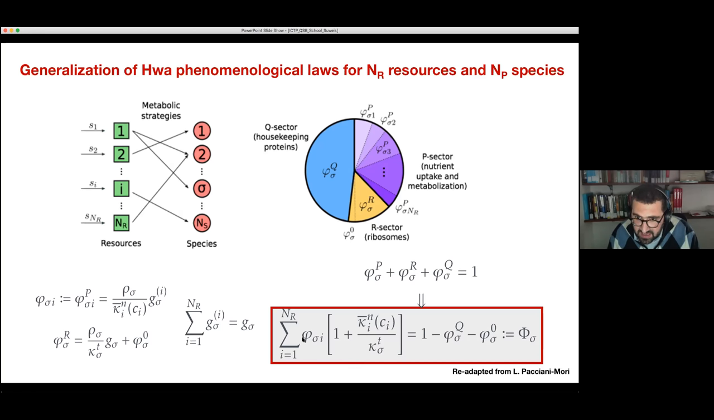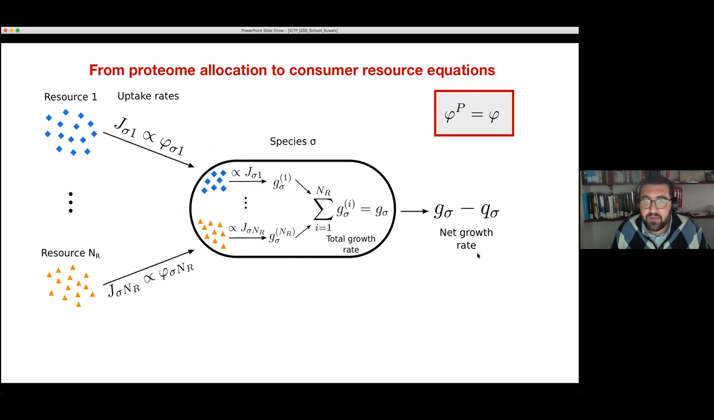And you can see that this sum is constrained by this capital phi, okay? So this capital phi is the total proteome that can be allocated for the P sector, basically, for growth, for resource uptake, okay? So this just comes from this one phenomenological law. So now the model is quite easy to generalize in this sense, because for each resource, we can have a proteome allocation phi sigma 1, that will be proportional to the uptake rate of the species. And in turn, this uptake rate will contribute to the growth rate of species one following the laws that I just showed.